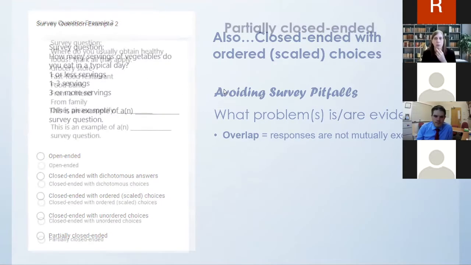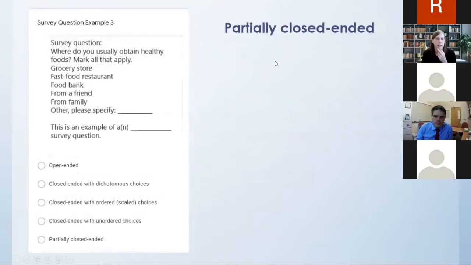Okay, this next one is a partially closed-ended. Partially closed-ended just means that anytime you add an other option and have them specify something, it's partially closed-ended because this part is an open-ended. Free text response would be an open-ended.